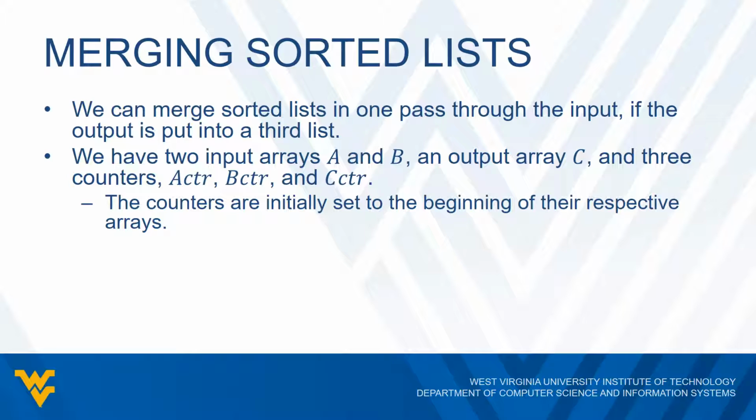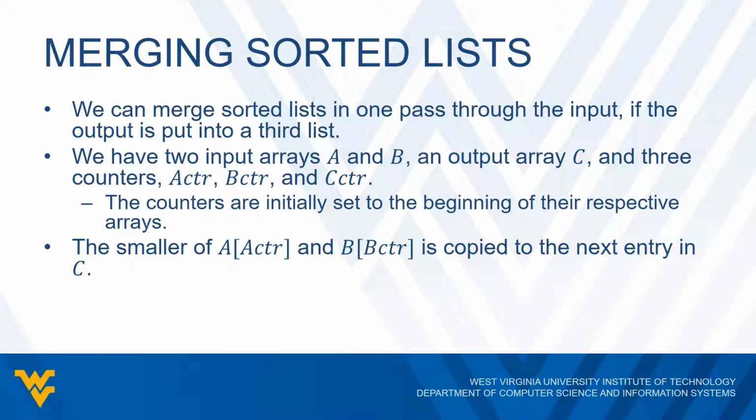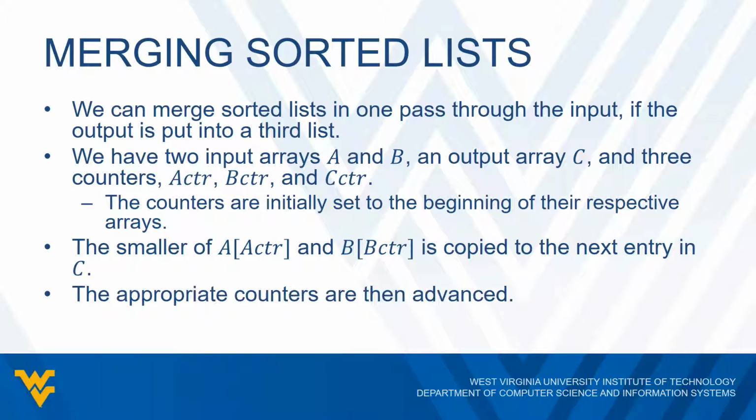So the way we do this merge is we're going to take the smaller of A counter and B counter. Whichever one is smaller, we're going to copy that into the next entry in C. We'll then increment the appropriate counter. So after each iteration, we're always going to increment C counter, and then we're going to increment either A counter or B counter, depending on which element we copied into C. And then we just keep repeating this until we get to the end.